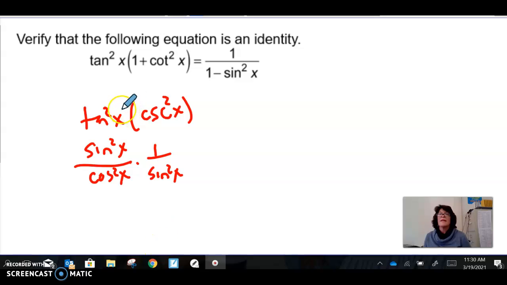So we end up getting tangent squared times cosecant squared. You can see the sine squares cancel. I get 1 over cosine squared. And cosine squared is 1 minus sine squared.